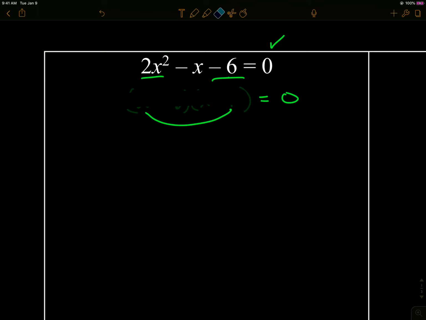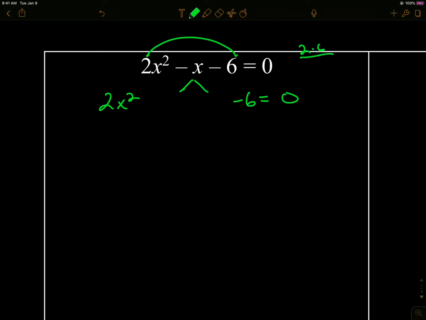So I'm having trouble coming up with the combinations. When that happens, we can always split the middle term. So we're going to have 2x squared and negative 6. And then we're going to split the linear term into two linear terms. The way we do that is we do a times c. So 2 times 6 equals 12. Oh, it's a negative 6. So 2 times negative 6 is negative 12. And then we look for the factors of negative 12 that add to negative 1.